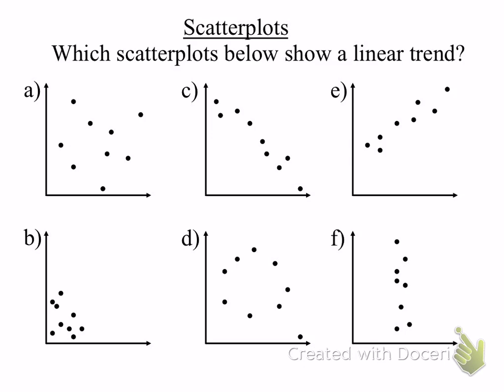What about C? Okay, is it a positive correlation or a negative correlation? Negative, because it's starting high and decreasing. Oh, sorry, D. No, not a linear trend. What about E? Okay. What kind of correlation? Okay. And what about F?